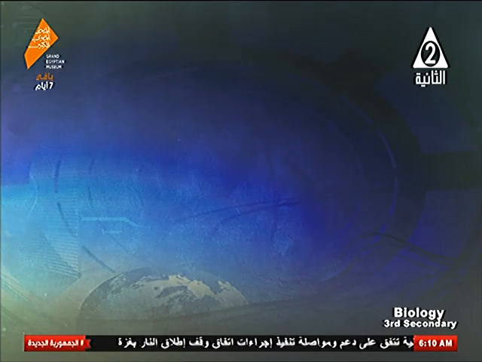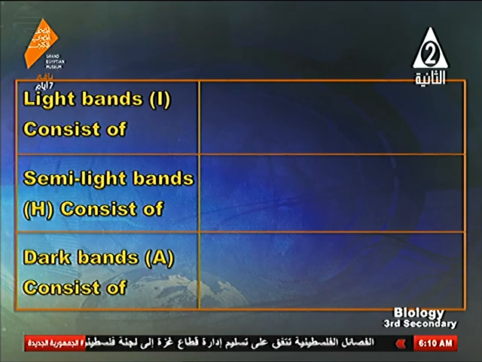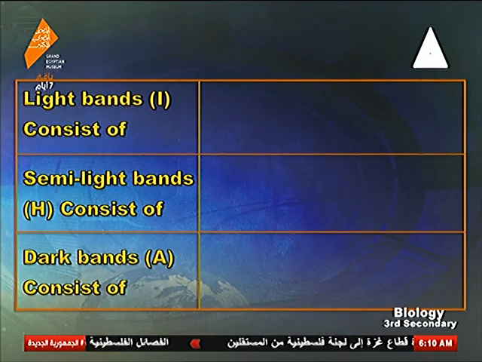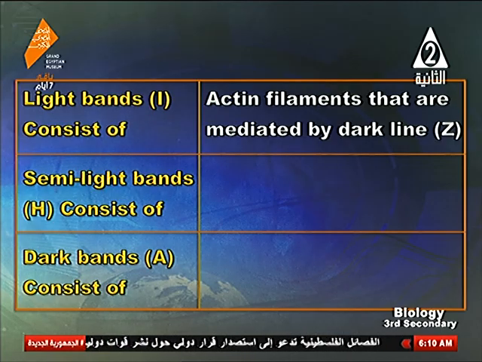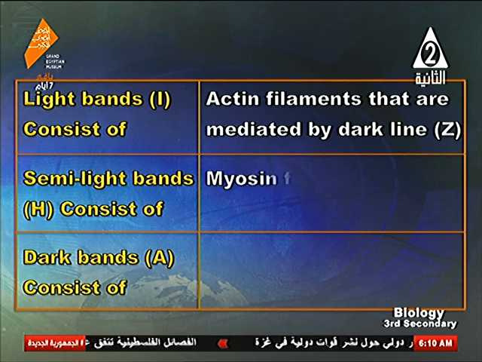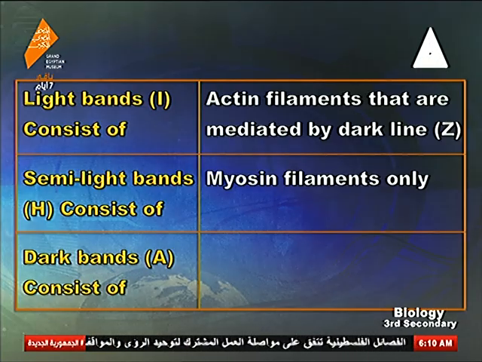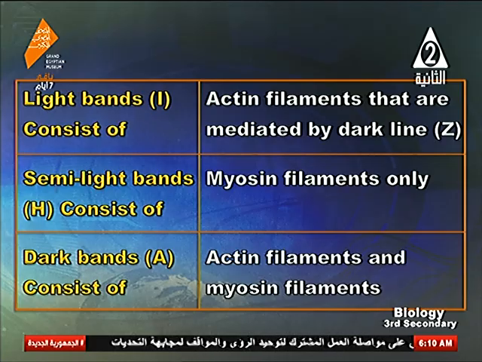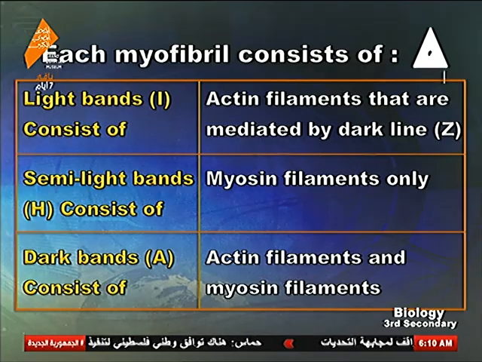We can summarize what we said: each myofibril consists of light bands I, semi-light bands H, and dark bands A. Light bands consist of actin filaments, which are thin filaments, and they are bisected by the dark line Z. Semi-light bands H consist of thick filaments called myosin only. Dark bands A consist of two types of protein: the thin one is actin, the thick one is myosin. These are the components of each myofibril.